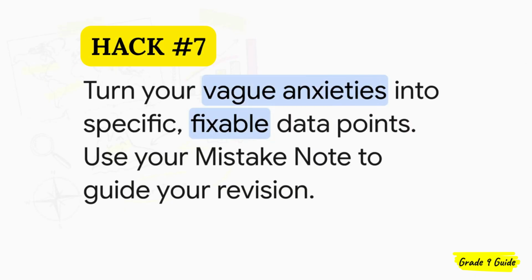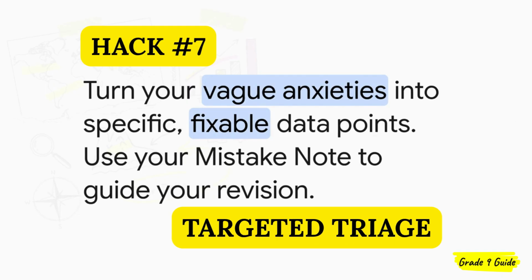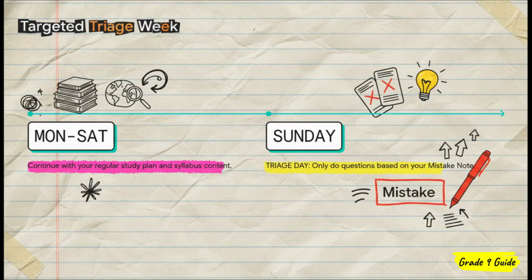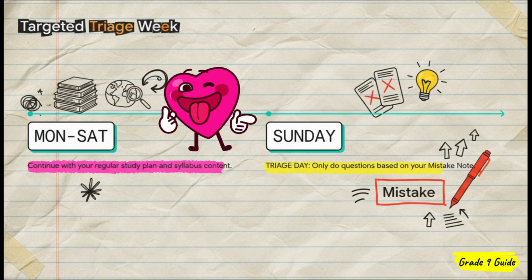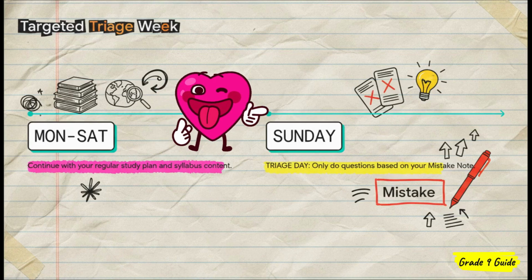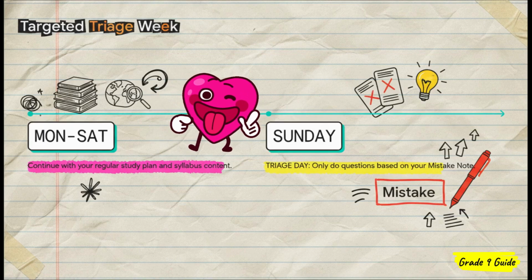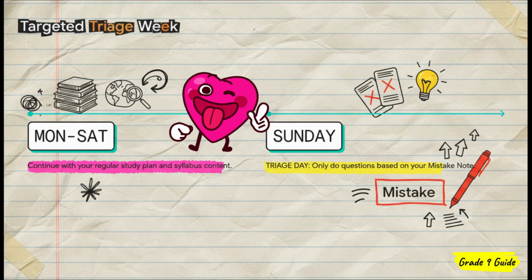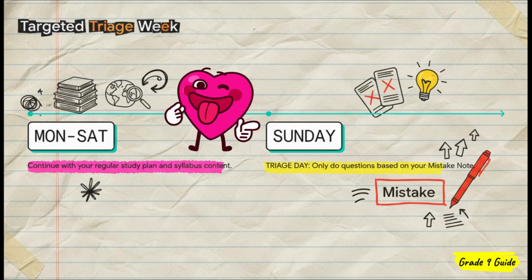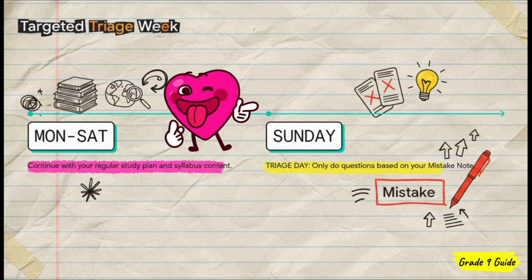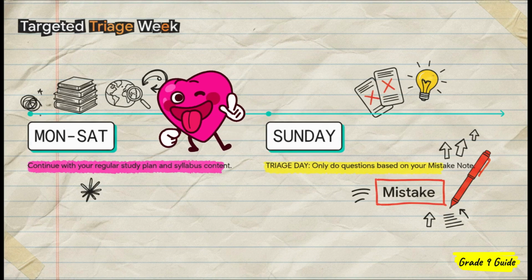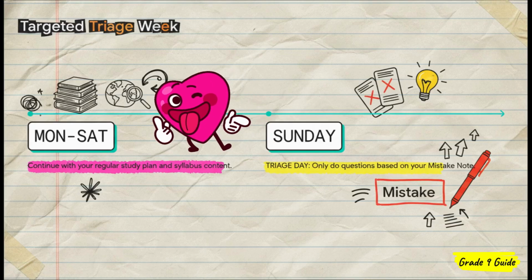This is the final piece of the system. Once you have that amazing mistake note, you use what I call targeted triage. So stop doing random papers every day. Instead, pick one day a week, say Sunday, and that is your triage day. On that day, you only do questions based on your mistake note. You turn those red ink failures into flashcards and you drill them until they become your strengths. I mean, think about it. You literally cannot lose marks if you've already fixed every mistake you usually make before you step foot in the exam.